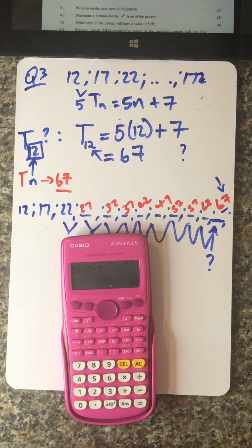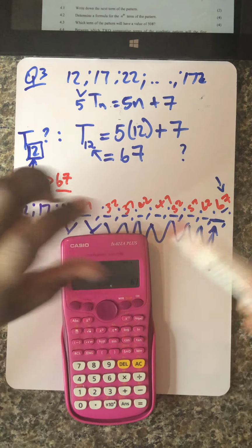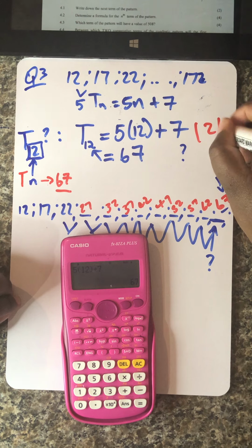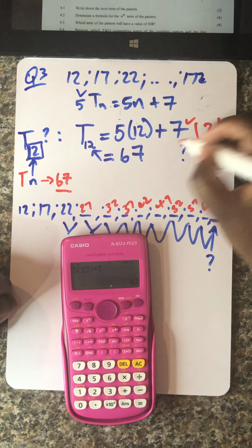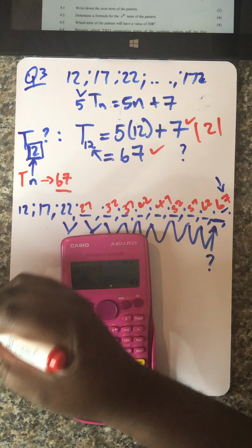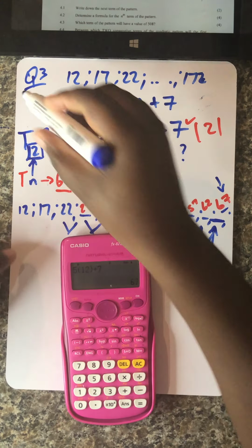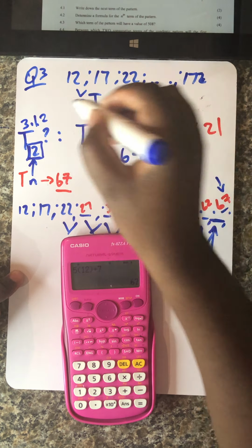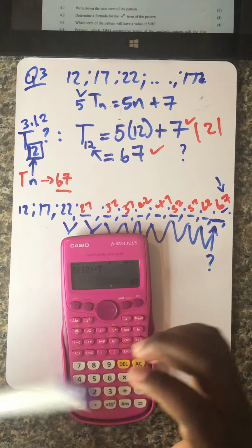Very, very much important, guys. You score a mark for correct substitution, and again you score a mark for your final answer. Very, very much important, guys. This question was allocated 2 marks, so they give you a mark there and they give you a mark there. So guys, what question was this? We're solving for question 3.1.2. Okay, so this question is done.